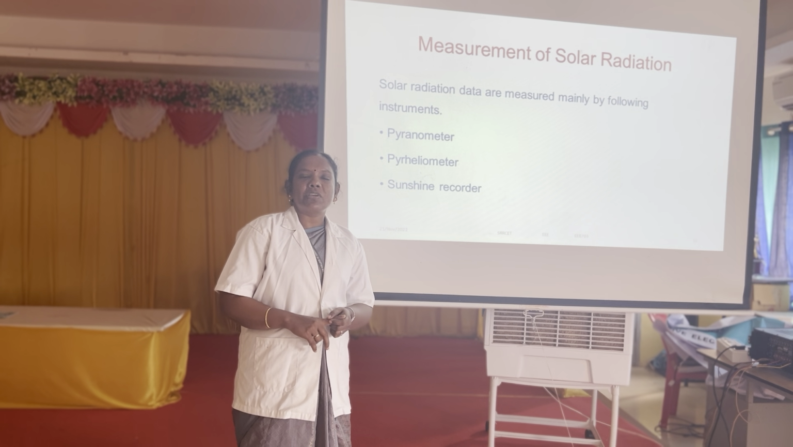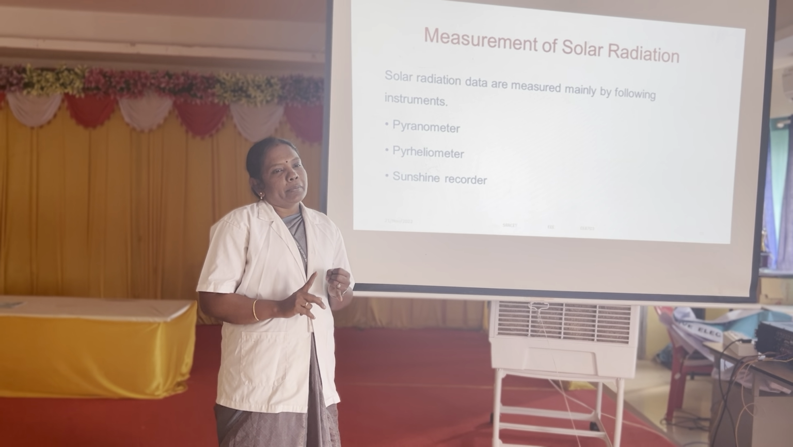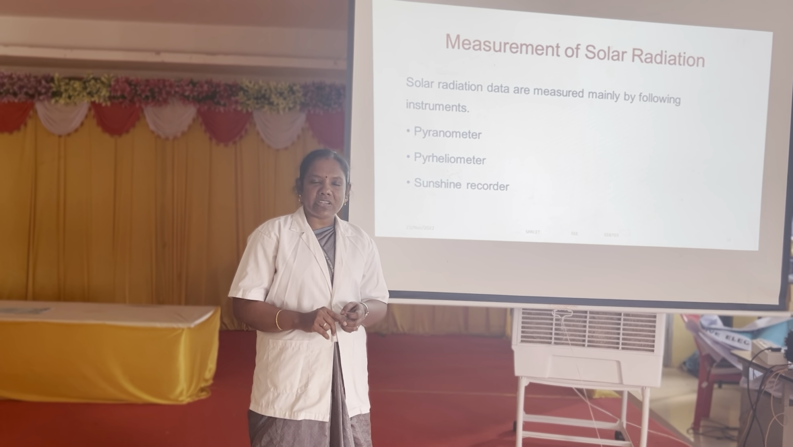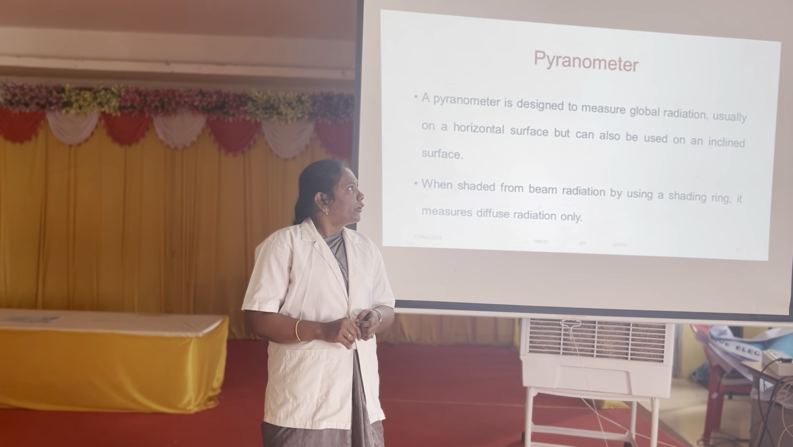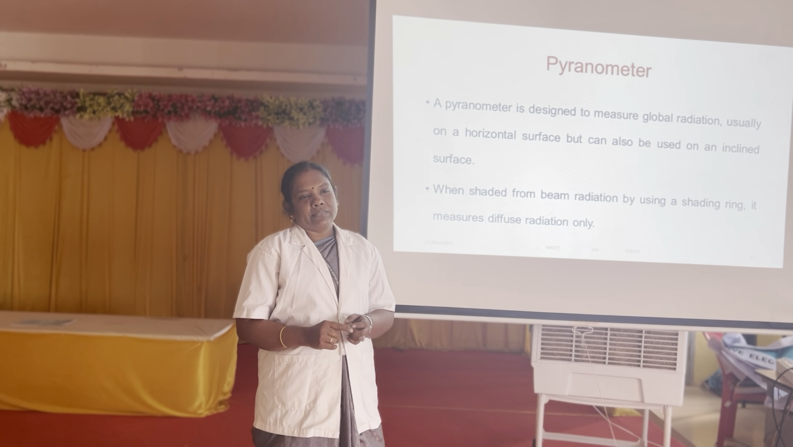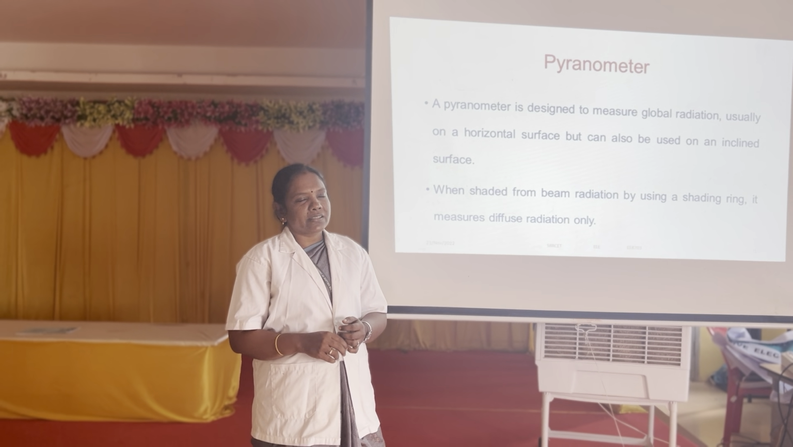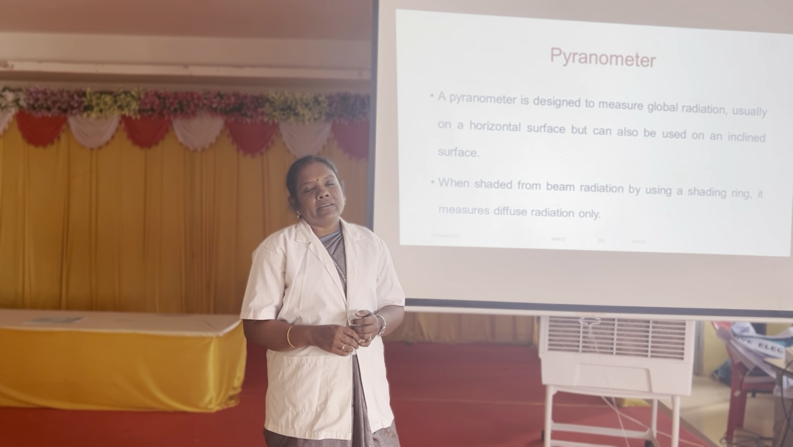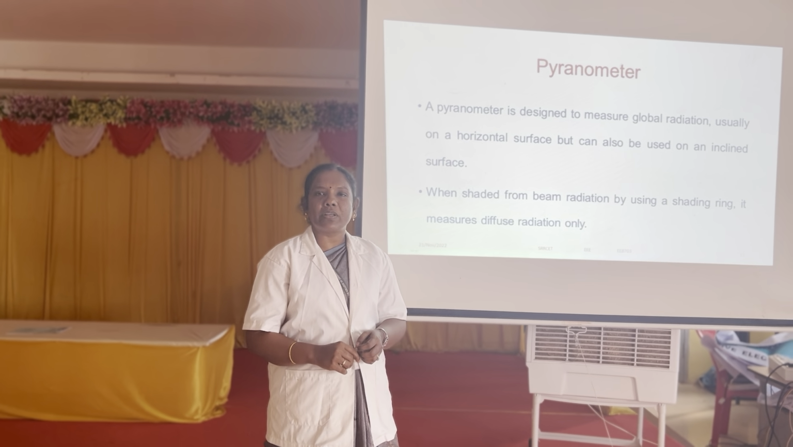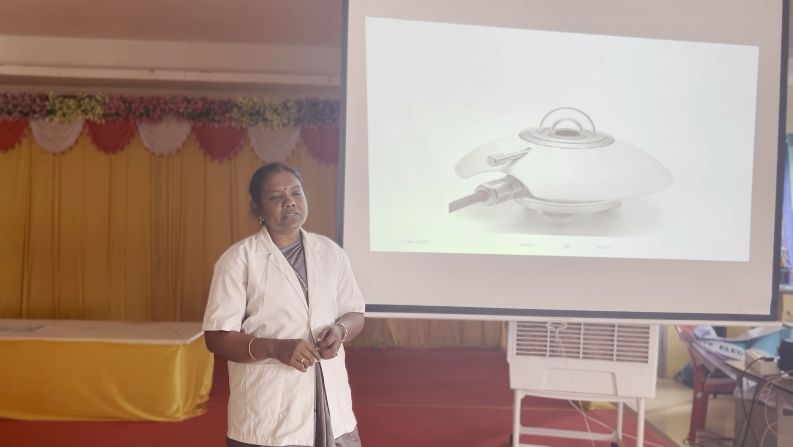Solar radiations can be measured with the help of so many instruments. Major of them are pyranometer, pyroheliometer and sunshine recorder. Pyranometer is used to measure the global radiation of solar energy on a horizontal surface and also at some inclined angles. With the help of this instrument we can measure beam radiations of solar radiation. This is a picturized diagram of the instrument.